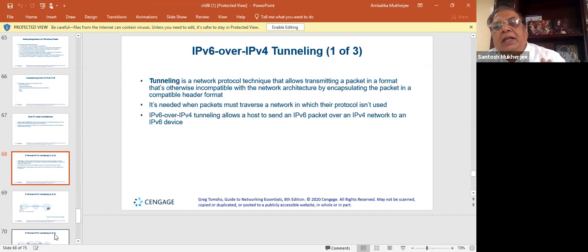Tunneling is a network protocol technique that allows transmitting a packet in a format that is otherwise incompatible with the network architecture, by encapsulating the packet in a compatible format. It connects two different IPs of different architecture and allows transmitting the packet from one format to the other. An IPv6 device.